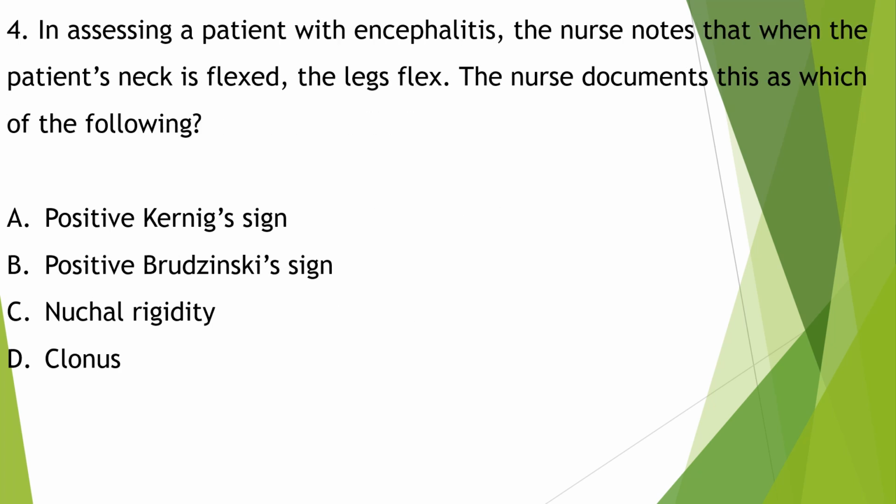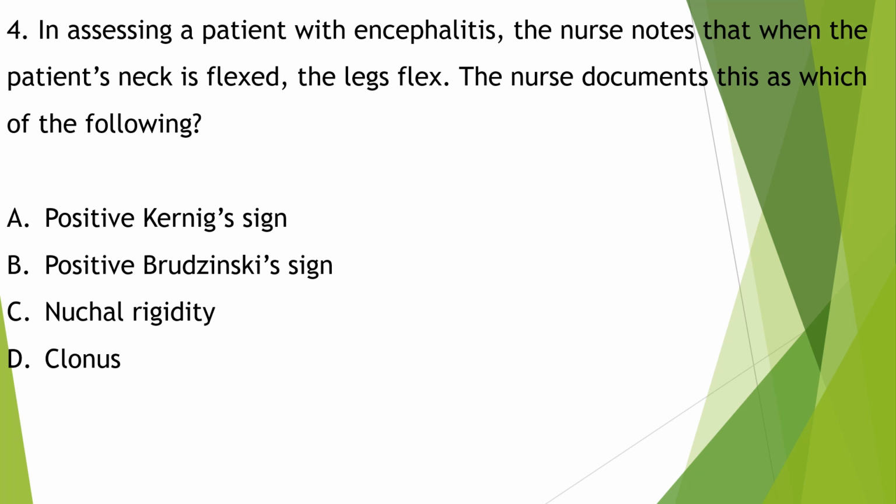In assessing a patient with encephalitis, the nurse notes that when the patient's neck is flexed, the legs also flex. The nurse documents this as which of the following: positive Kernig sign, positive Brudzinski sign, nuchal rigidity or clonus?